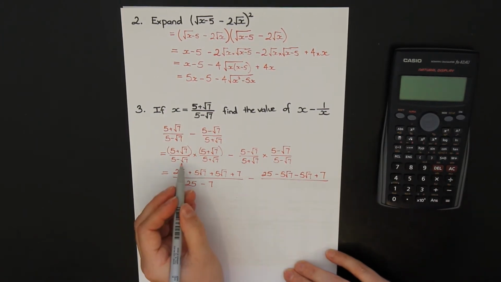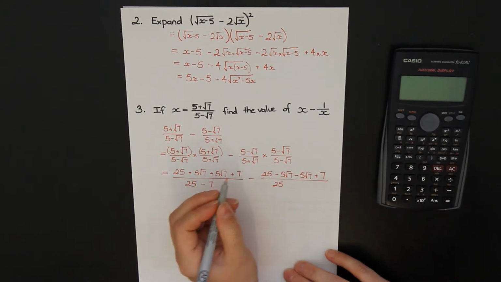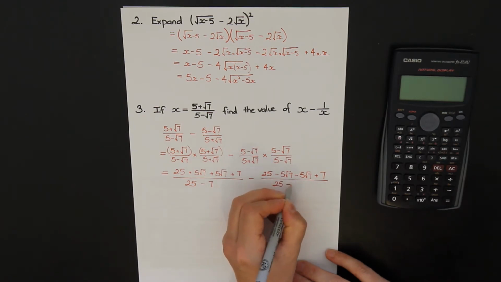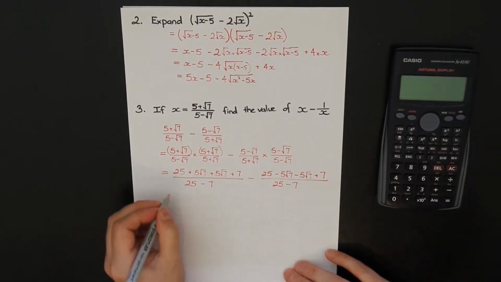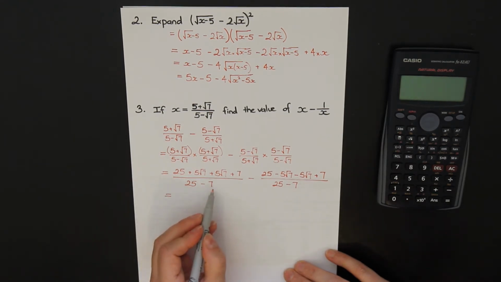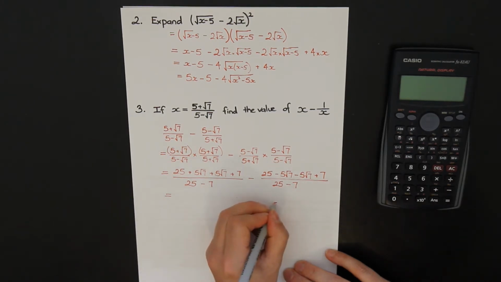Expanding the bottom is actually the same as this one. 5 5s are 25. Middle terms will cancel out, so root 7 times minus root 7 makes minus 7. So I actually have the same denominator here. 25 minus 7 is 18. So both of these have a denominator of 18.